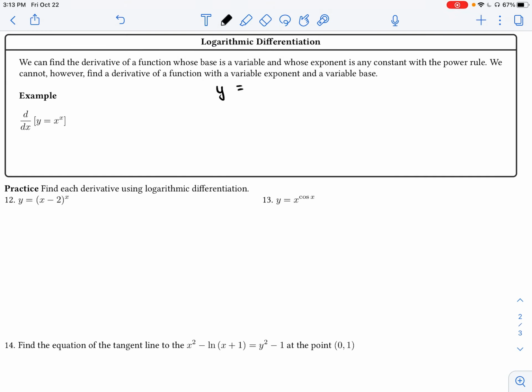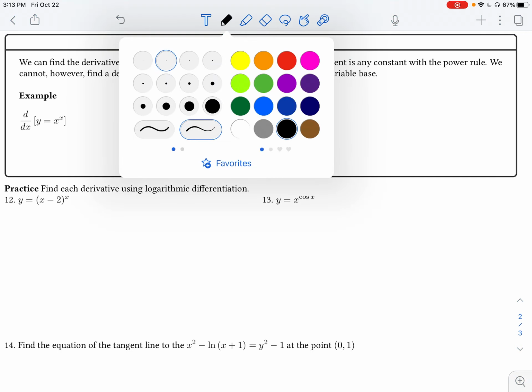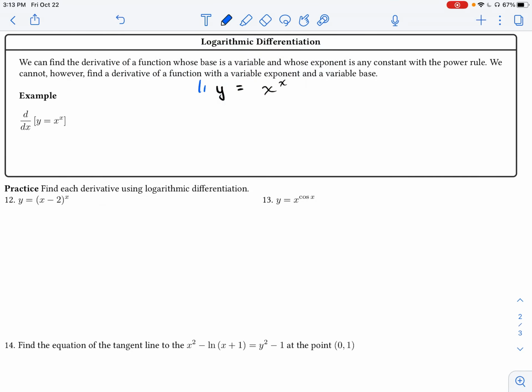Well, now that we understand how to differentiate with a natural log function, what we can then do is take the natural log of both sides. And what this allows us to now do is to differentiate each side and treat this almost like an implicit derivative. So let's go ahead and differentiate both sides.